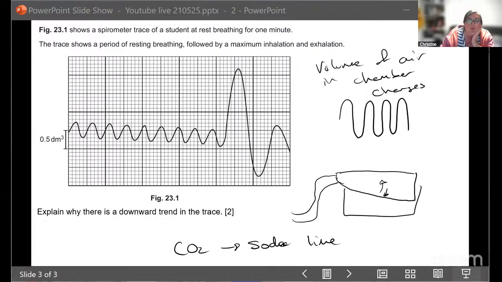So Sophia, is that the bit that you were struggling with? The answer is about the volume changing because the carbon dioxide is being absorbed by the soda lime. What exam board is this? This is OCR A. Oh, hi, Chidima.